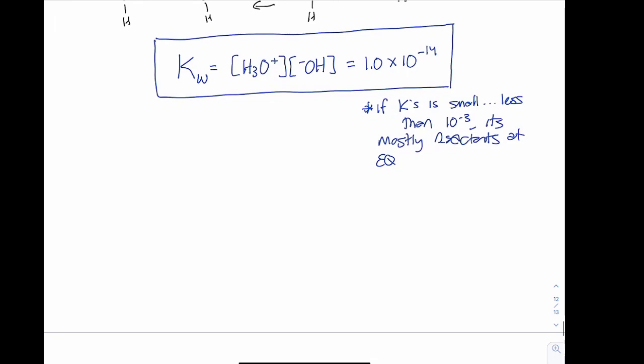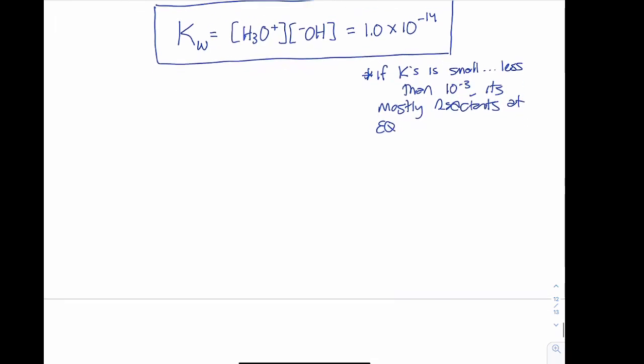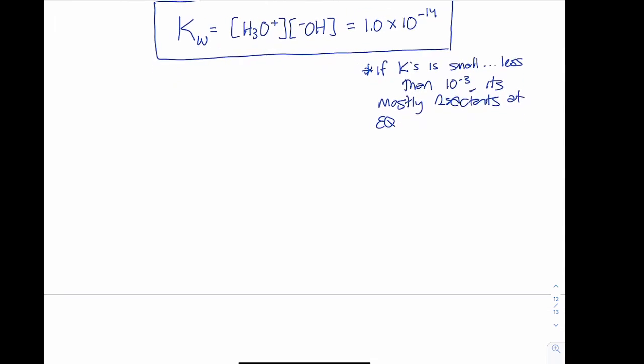So a neutral solution, and I want to make a table. We're going to leave a column at the end of our table that we're going to leave blank for now, that we're going to come back and fill in here in a little bit. So we're going to have neutral, acidic, and then basic.